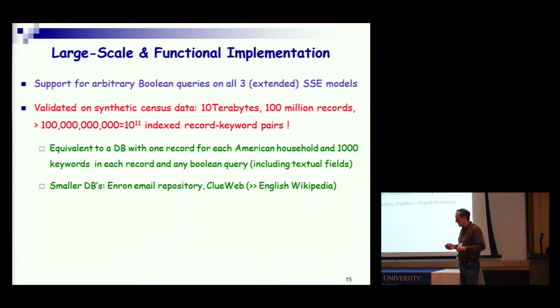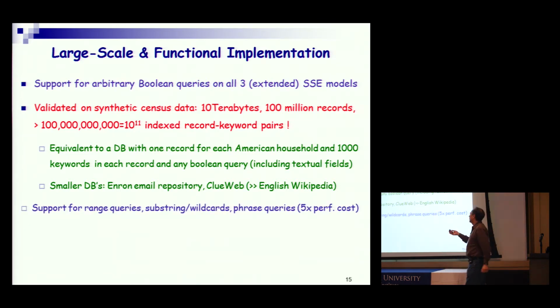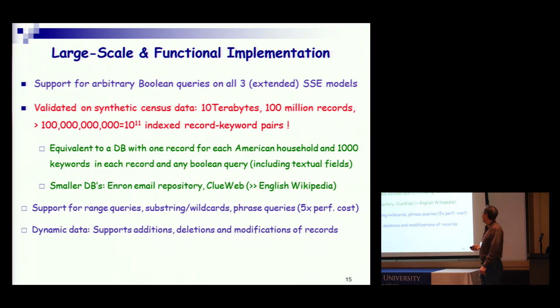So, yeah. But the truth is that it's very hard to hide information about the query if you see the results. So it's not clear. Okay, so we extended this stuff to support range queries, substring wildcards, and phrase queries. This gives you something like a 5x performance degradation, which means that you can support smaller databases, still big ones, but not as big as that one. And again, we can support dynamic data, changes to the data.